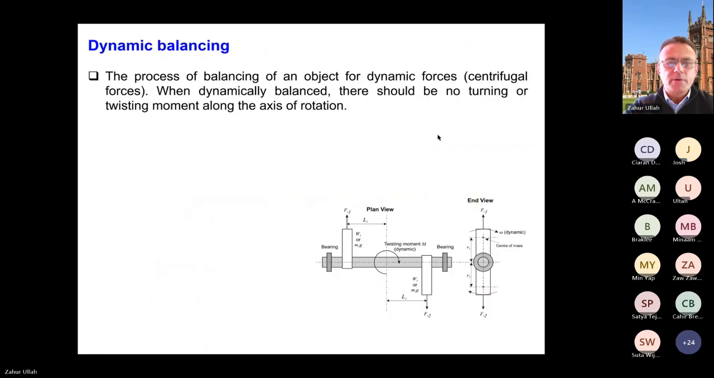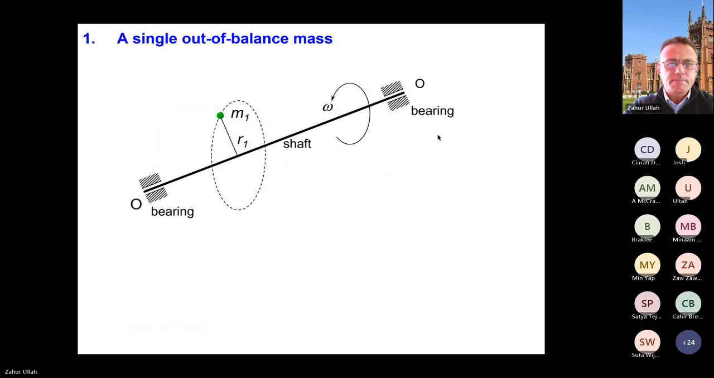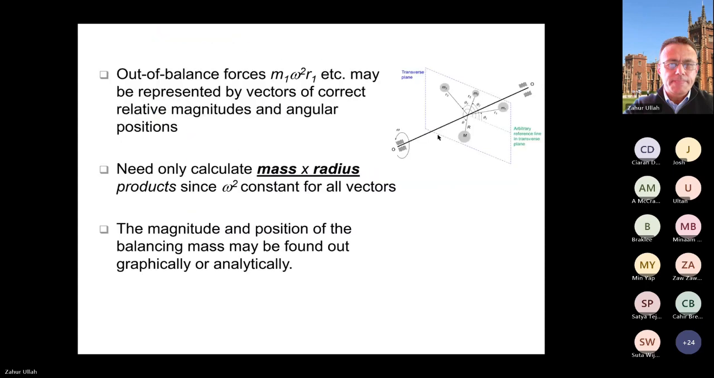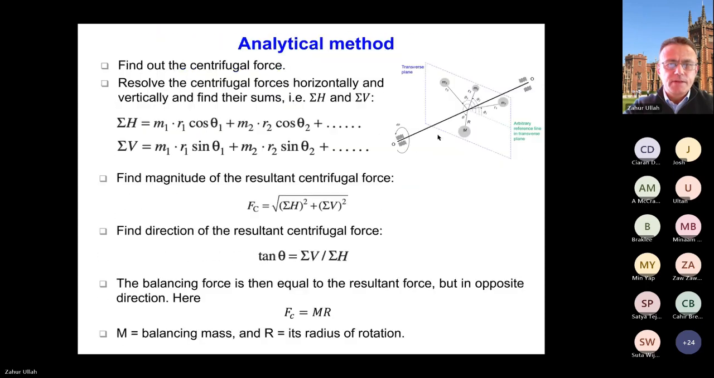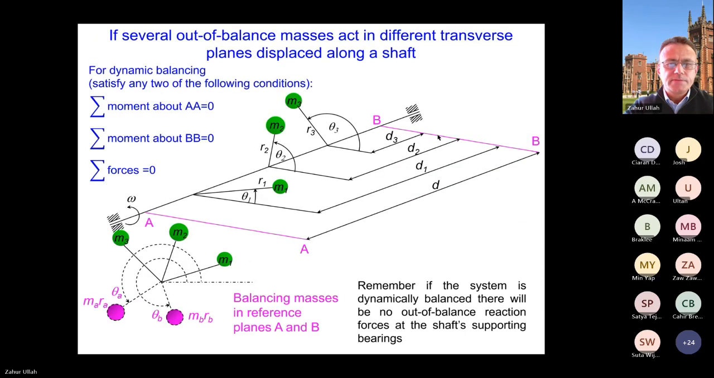Okay, and then this was our final case, which is the most important one. In this case, as you can see, you have multiple out of balance masses, M1, M2, and M3, which is also given here.